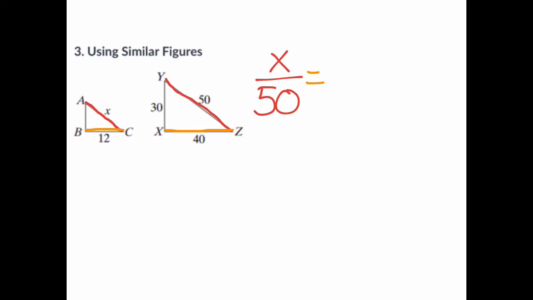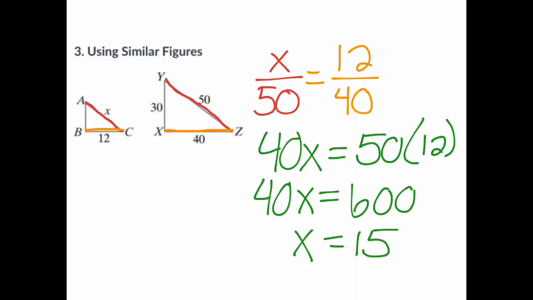And again, remember, being consistent is important. So if you use the small triangle first on the top, you need to use the small triangle first on the bottom, or vice versa. Then you can just use the cross product property to solve. And when you do, what you get is that x equals 15.